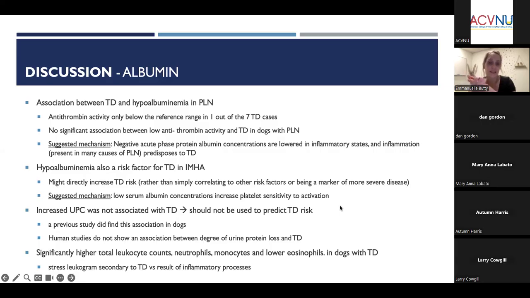And interestingly, they found the total leukocyte count, neutrophils and monocytes higher, with lower eosinophils, in the group with thromboembolic disease. The discussion is whether it could be a stress leukogram secondary to the thromboembolic event, or whether it could actually be a result of this inflammatory process, and an explanation of why it was higher in this group.